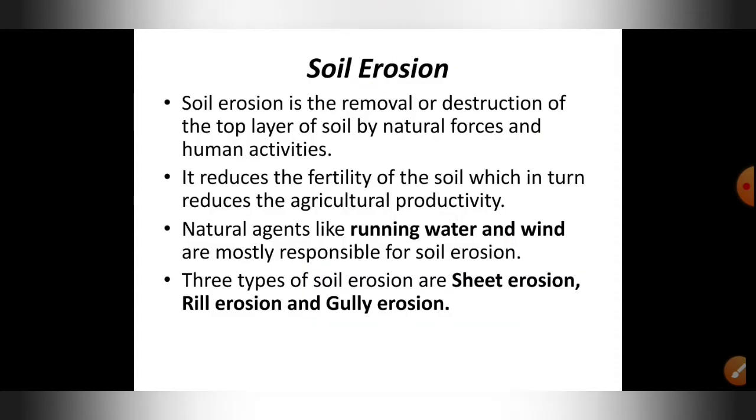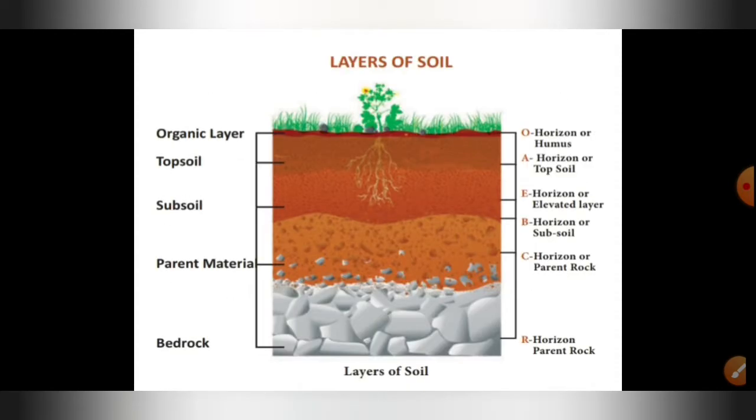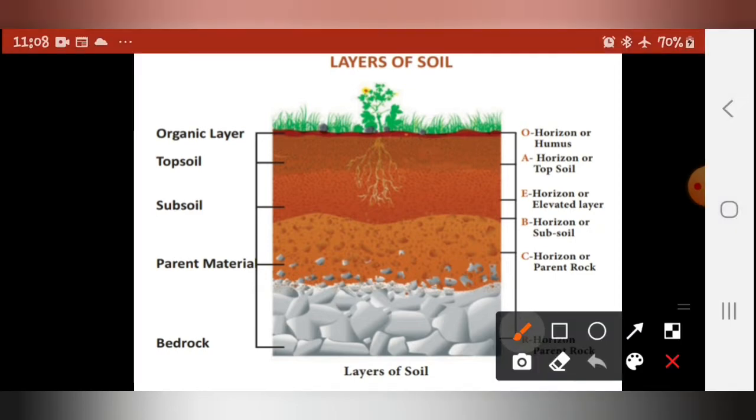So yesterday we stopped at soil erosion, right? Today we'll continue with layers of soil. So what are the layers of soil? Here they have given a diagram. First, the organic layer at the top. Next topsoil, subsoil, parent material. What is parent material? That is igneous rocks, small tiny rocks, or the bedrock.